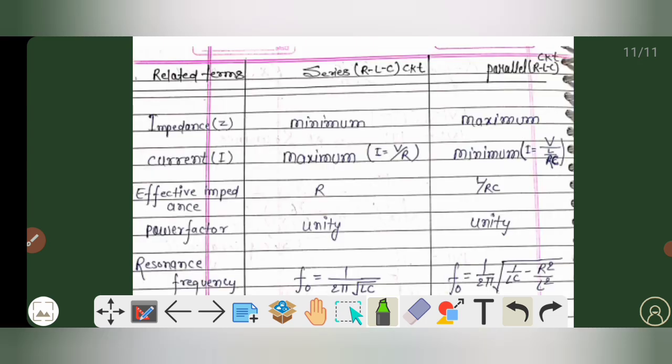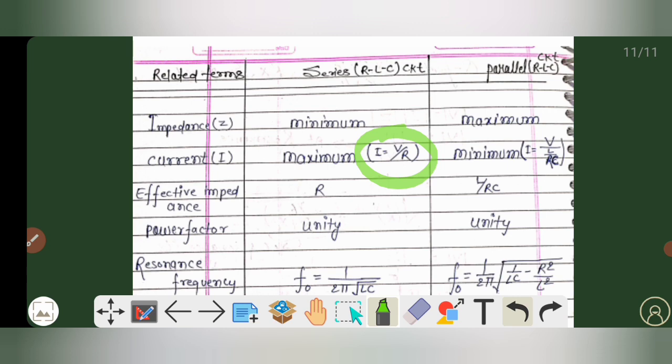Now we will move to the next and the last topic, that is the comparison between series resonance and parallel resonance. As you can see here, if we talk about impedance, then in series resonance the value of impedance is minimum, and in case of parallel resonance the value of impedance is maximum. If we talk about current, then in series I is equal to V by R, and in case of parallel the value of current is I equal to V by L by RC.